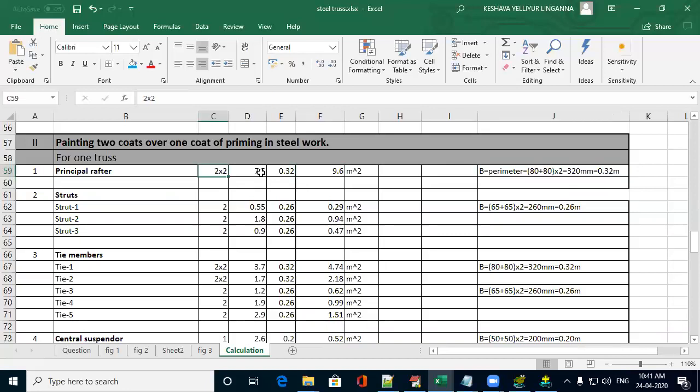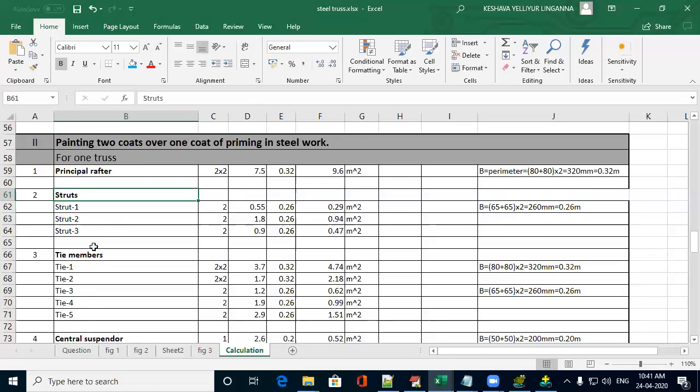Including this 4, multiply all these 3, you will get the total area of painting. Similarly, for the struts, you know the dimensions of this, 65 by 65 by 6 thickness. Ignore the thickness since it is 2 sides, multiply it with 2, 65 by 65 by 6. Don't get confused that multiply by 2 is because of painting 2 coats. It is because of 2 faces we are multiplying with the 2. We need to just give the area of the painting.